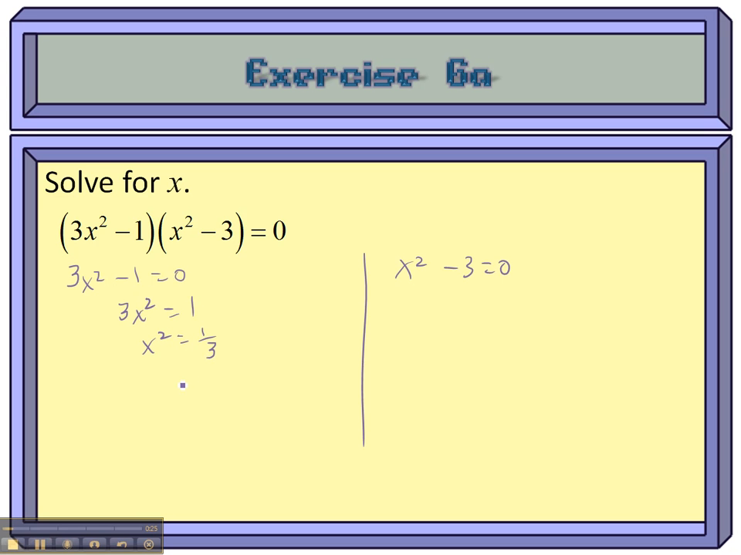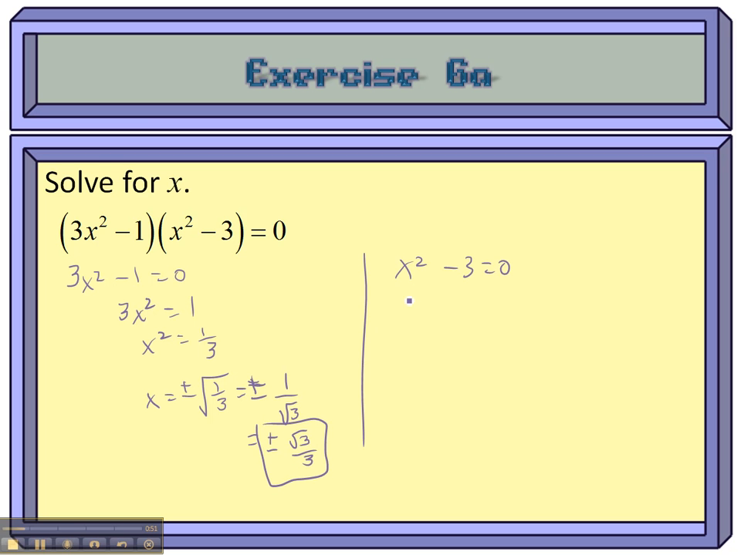And then take the square root. We take the square root, so we'll have two answers. x equals plus or minus the square root of 1/3, which is plus or minus the square root of 1 over the square root of 3, and rationalize that as plus or minus square root 3 over 3.